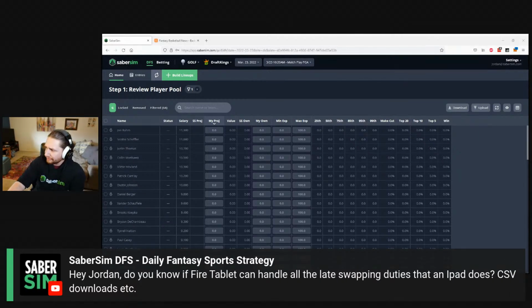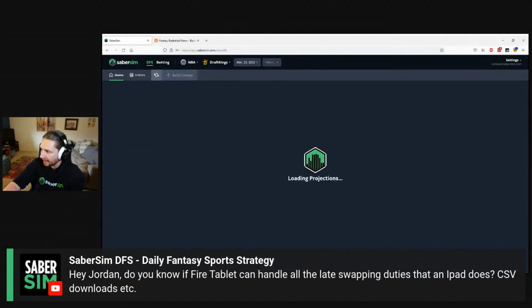Reed says, hey, Jordan, do you know if a Fire tablet can handle the late swapping doodles that an iPad does? I assume so, but I don't know for sure. I assume it's an Android device, so it probably can. If it's a different, unique operating system, it's possible there could be some issues. You'd probably want to give it a good walkthrough, a good test, before you're live right before lock trying to do it, so that you're not doing it for the first time right before lock. But I can't see any reason why it wouldn't work.